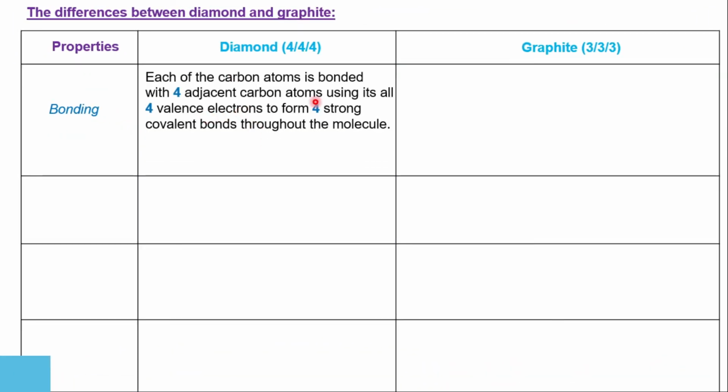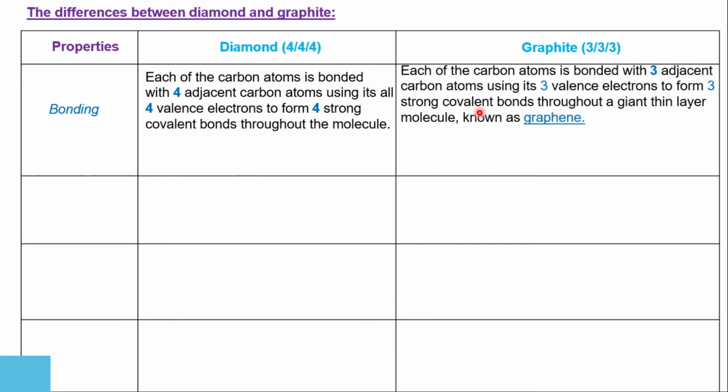Based on the bonding and structure, we are going to sum up the differences between diamond and graphite in a single table. Bonding. Each carbon atom is bonded with 4 adjacent carbon atoms using all 4 valence electrons to form 4 strong covalent bonds throughout the molecule. And for graphite, each of the carbon atoms is bonded with 3 adjacent carbon atoms using 3 valence electrons to form 3 strong covalent bonds throughout a giant thin layer molecule known as graphene.